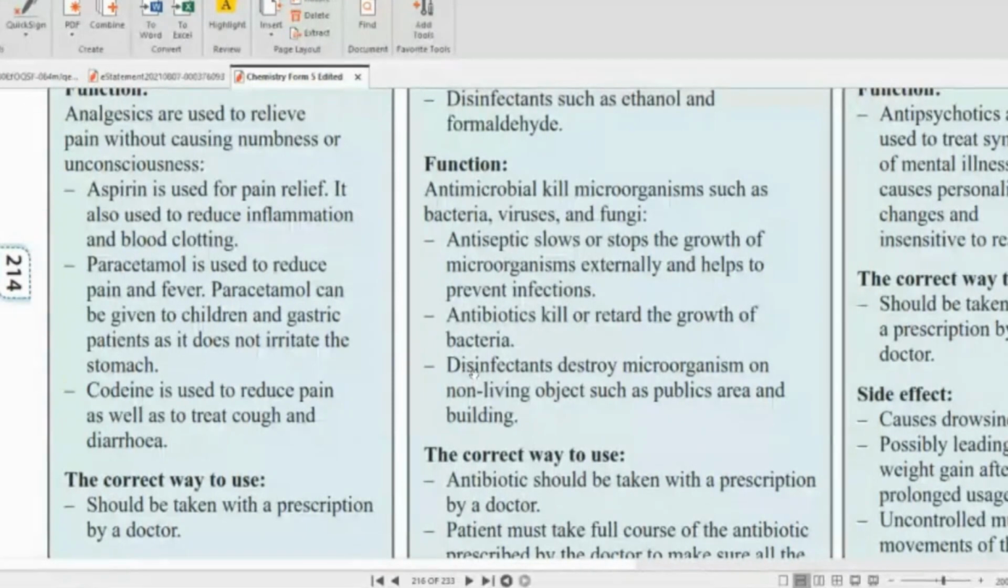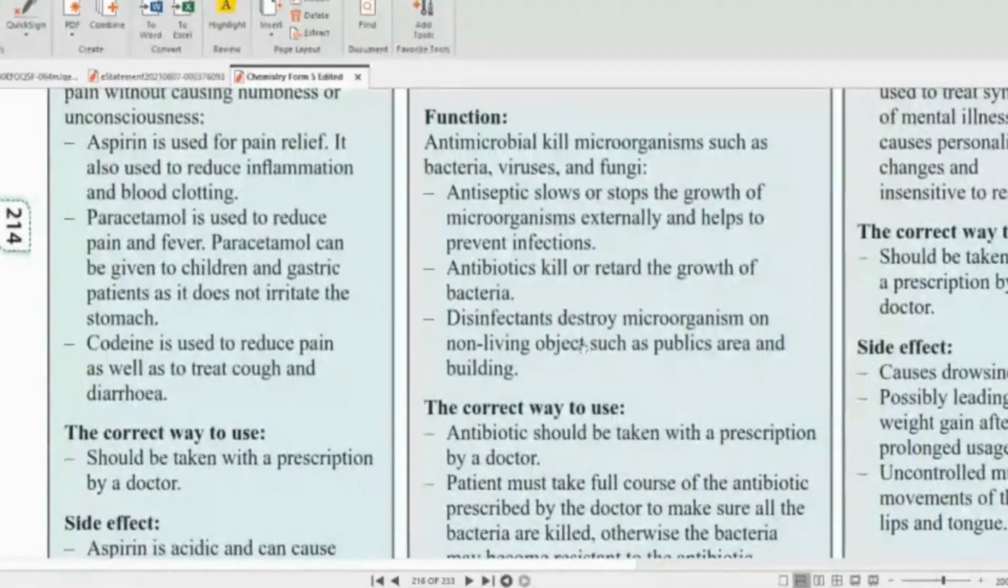Disinfectants destroy microorganisms on non-living objects such as public areas and buildings. Normally they will use it for spray, right? In the supermarket, they will spray disinfectants.